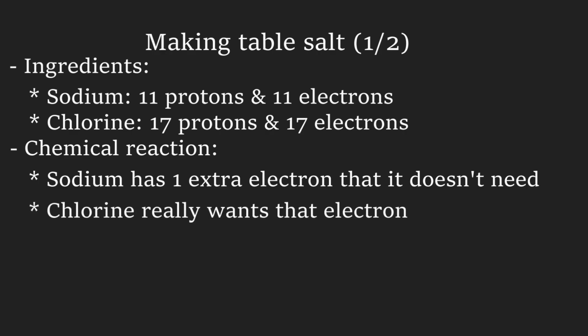Now let's turn to the role of chlorine in the formation of table salt. Why does chlorine really want that electron? Well, chlorine has 7 electrons in its outermost shell, so it's just 1 electron short of having a full outermost shell with 8 electrons. When it gets the electron from sodium, it becomes negatively charged because it now has more electrons than protons, the positively charged particles in its nucleus.